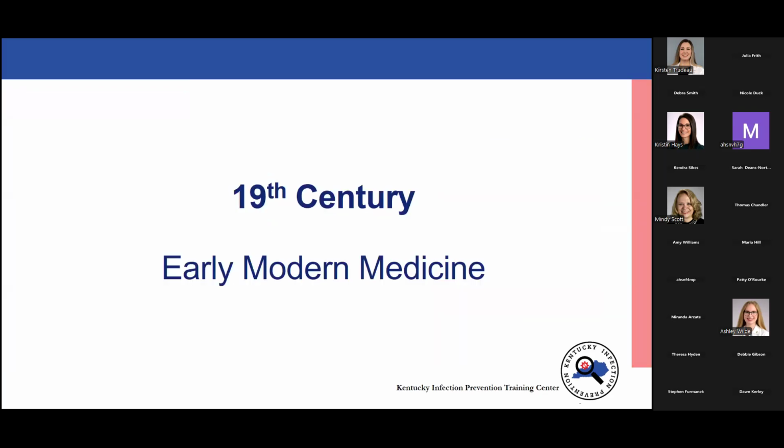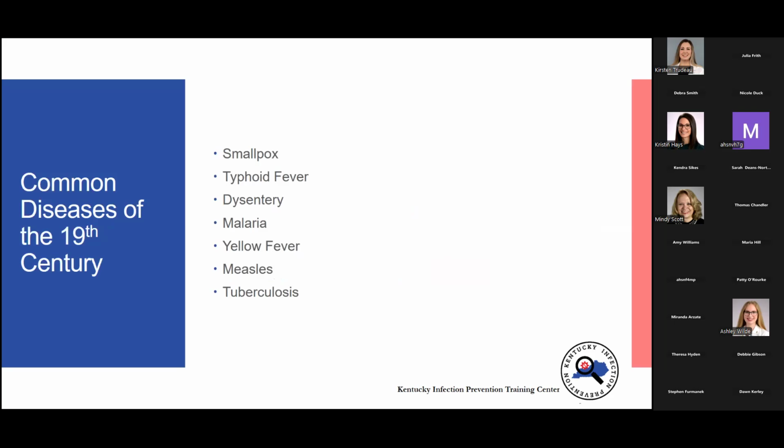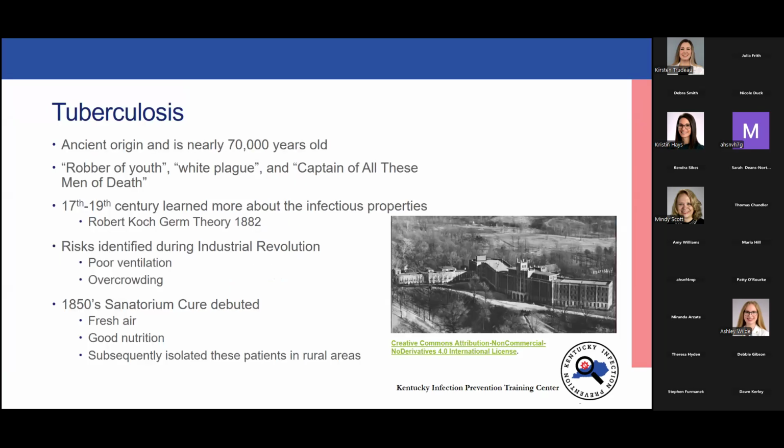Then we moved to the 19th century with early modern medicine. Some common diseases during the 19th century were smallpox, typhoid fever, dysentery, malaria, yellow fever, measles, and tuberculosis. So tuberculosis, we'll highlight this one here. Now, this is ancient in origin. It is nearly 70,000 years old. But during the 19th century, we really saw a big epidemic. The robber of youth, white plague, captain of all these men's death, those were all names for tuberculosis.